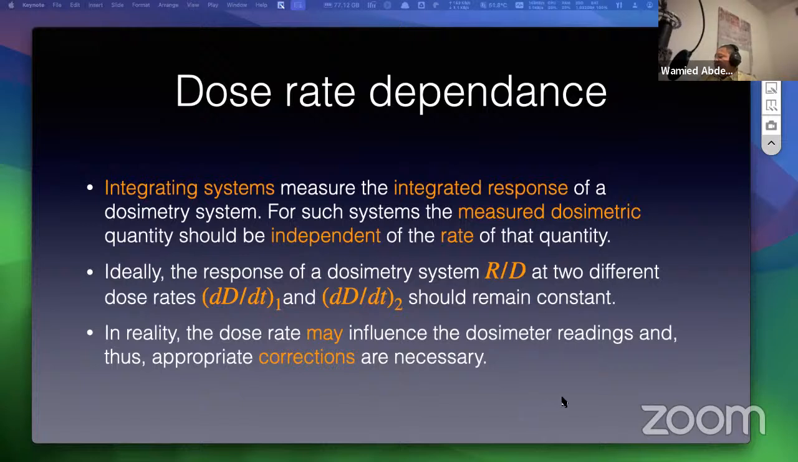Flash radiotherapy, one of the big problems with it is using ionization chambers. If you want to measure a PDD, that is a problem with flash radiotherapy.